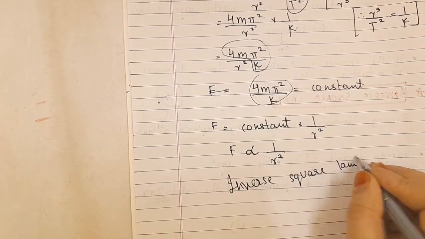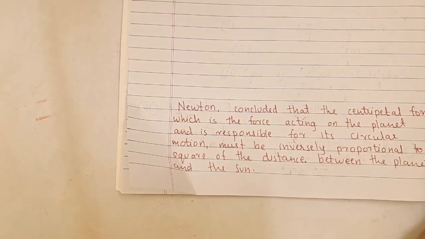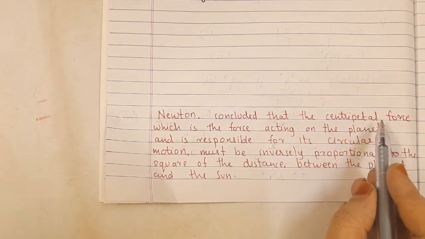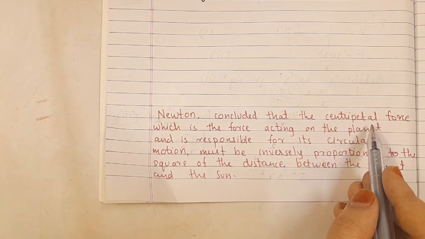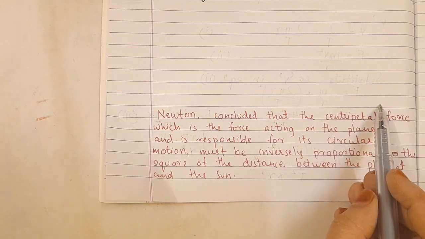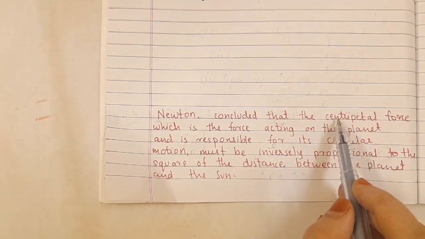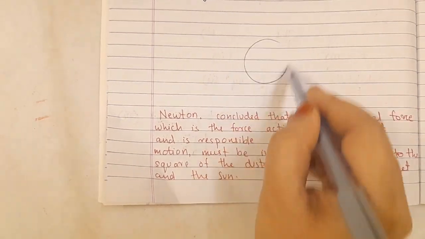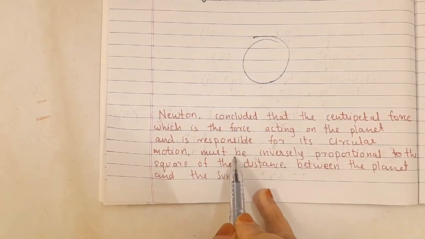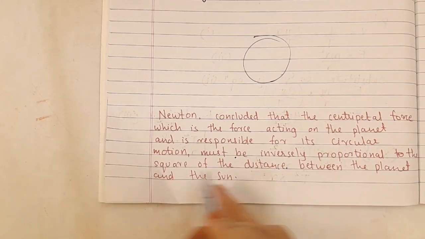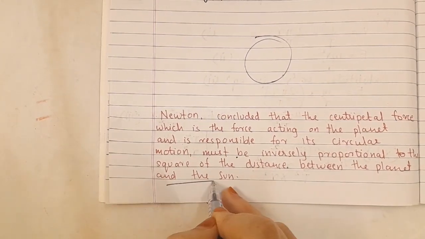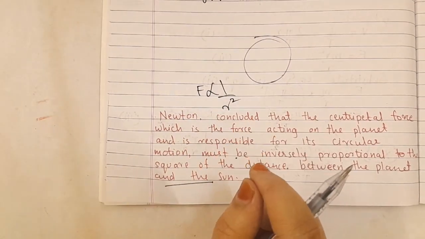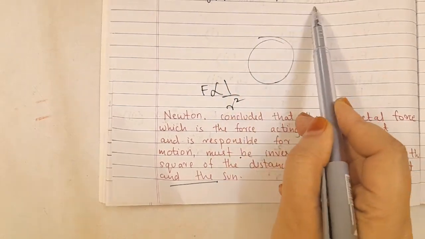Inverse square law. Now let's look at the statement. Newton concluded that the centripetal force which was acting on a planet towards the sun, the force acting on a planet and responsible for its circular motion, must be inversely proportional to the square of the distance between the planet and the sun, which is F is inversely proportional to the square of the distance. So student, this was the inverse square law.